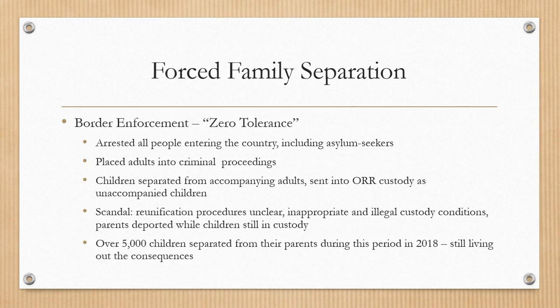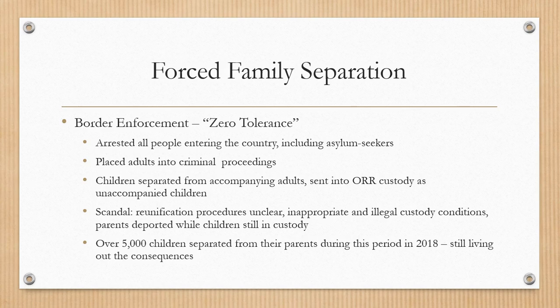And this was a policy where the U.S. government arrested all of the adults coming into the country, even if they were coming with children. So they would arrest the adults, place them in criminal proceedings, and then separate the children and place them into the system for unaccompanied children through the Office of Refugee Resettlement, which I will describe in a few minutes. And the adults would go into criminal proceedings, and then after they would go through the criminal proceedings, they would be filtered back into the U.S.